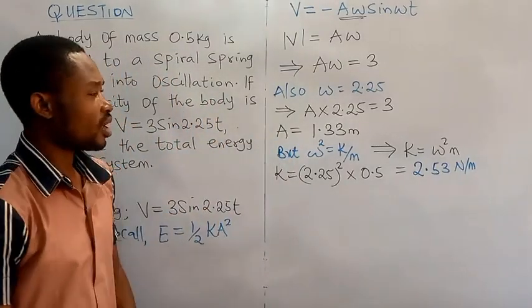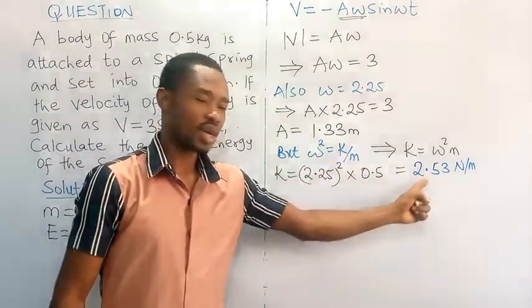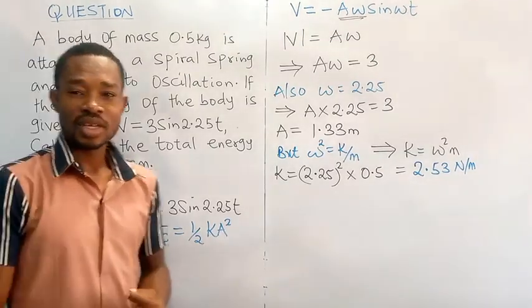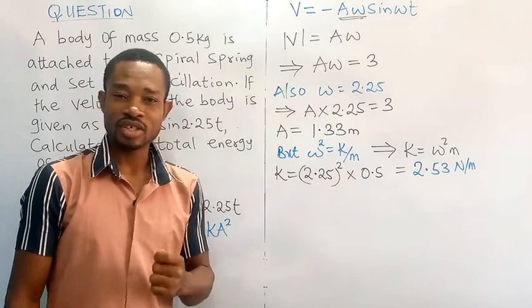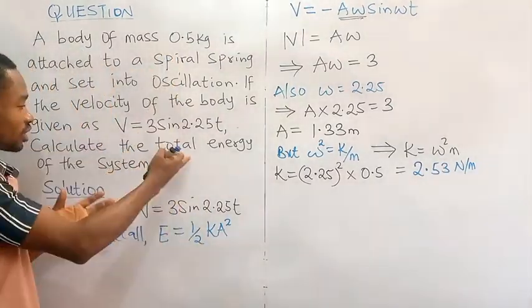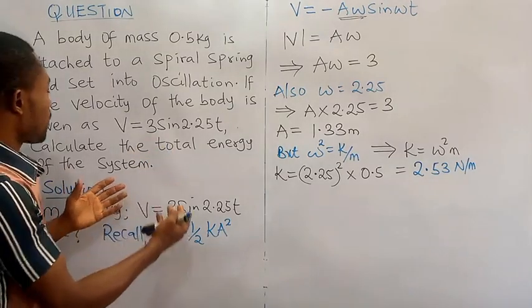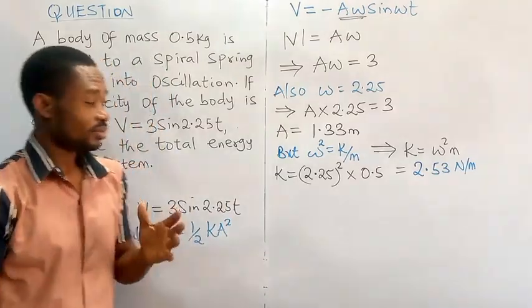And of course our problem is solved. We know A already, we know K already. We can now calculate what? The energy. We can now calculate the energy of this object undergoing this oscillatory motion. Is that okay? We can calculate the total energy.